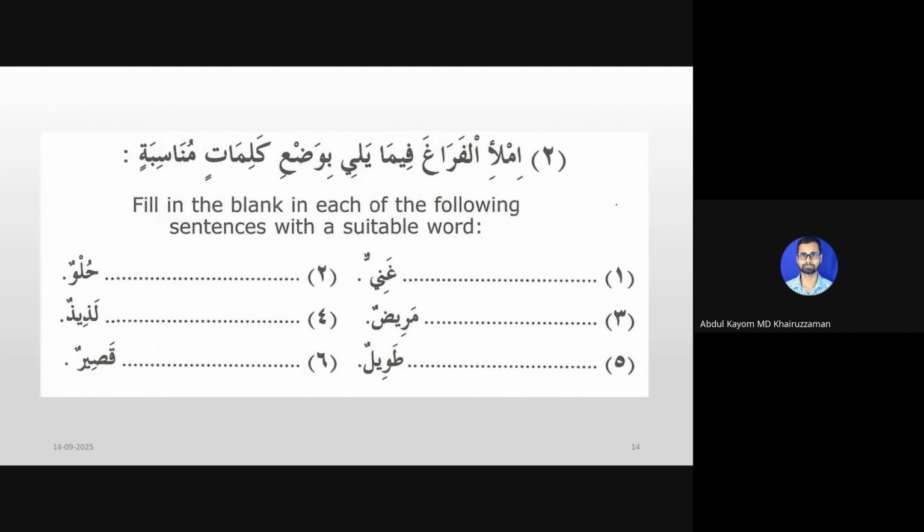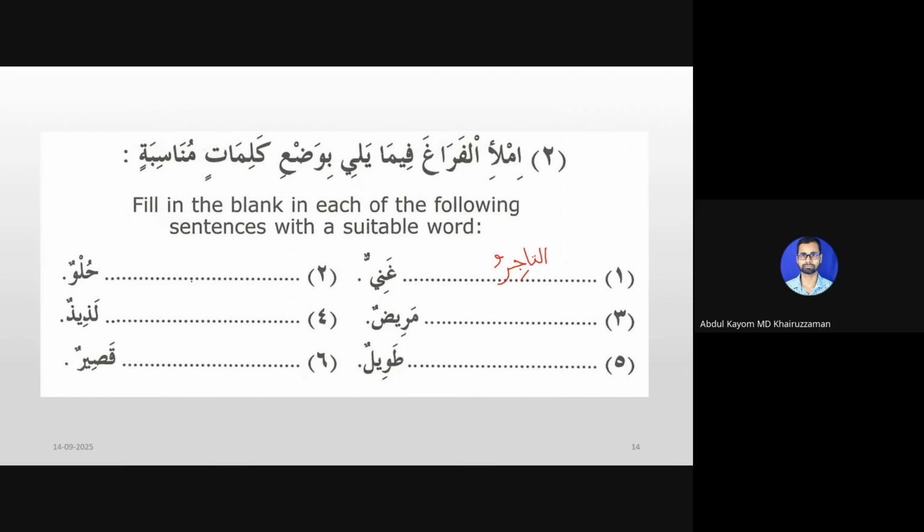The next page we have fill in the blanks, right? So we have to read. Like the second word is given, ganiyun. So what should I put in the first sentence? The author expects that we can say at-tajiru ganiyun. So I can write at-tajiru ganiyun. The merchant is rich.